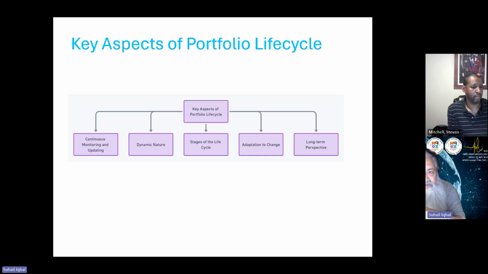There are stages to the life cycle which we just discussed, right? And then adaptation to change, quick adaptation to change. If the strategy of the organization changes or any other regulation by the government changes or new regulation comes in, we have to quickly adapt to that. And then we have got a long-term perspective. A portfolio is a big thing. It is a never-ending kind of thing. And naturally, we are having our sights fixed on the long term. So objectives of the portfolio are really in a longer time span.